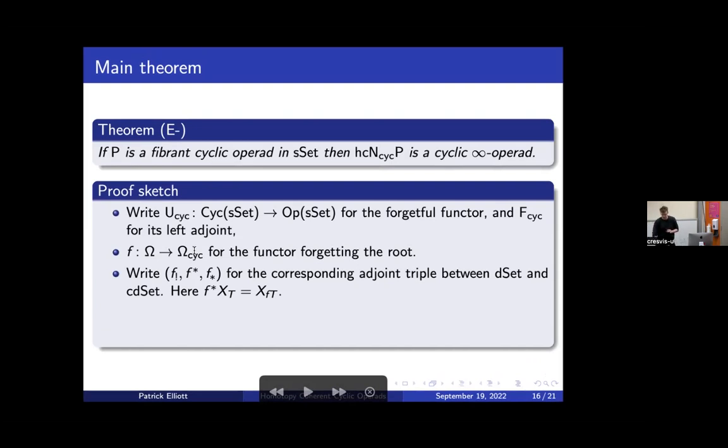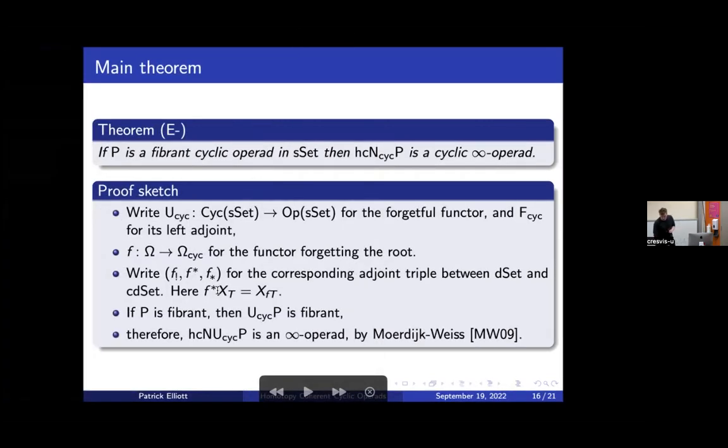Nothing fancy going on here. And this, just by standard stuff, induces an adjoint triple between dendroidal sets and cyclic dendroidal sets. So in particular, this middle guy is just restriction along this functor F. Now, if we have a fibrant cyclic operad in simplicial sets, then just by the definition of the model category, the way we got it by transfer, that forces U_sic to be a right Quillen functor.